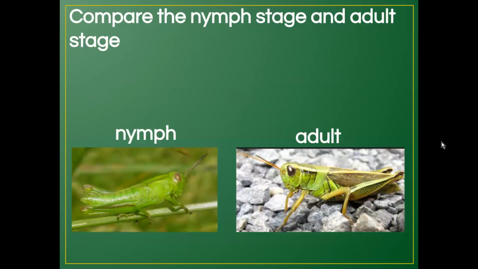So let's compare the nymph stage and the adult stage. What similarities are there? What differences are there? So let's talk about the similarities. They both have those big back legs. They have antennae. They have the big eyes. They both are green. The difference is the wings. The wings are not present in the nymph, but they are in the adult.